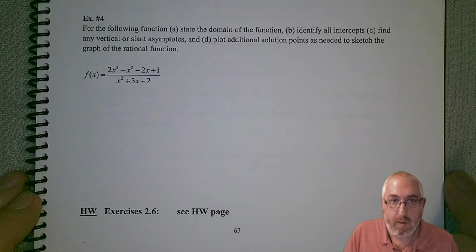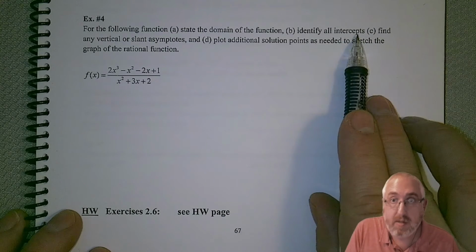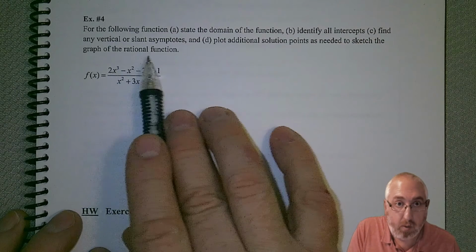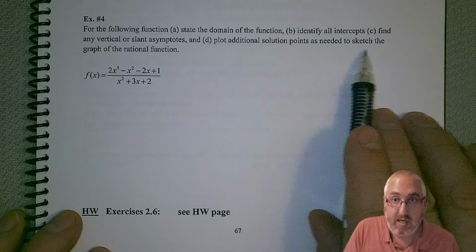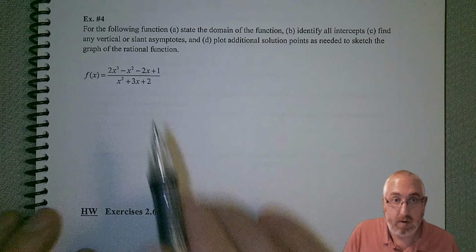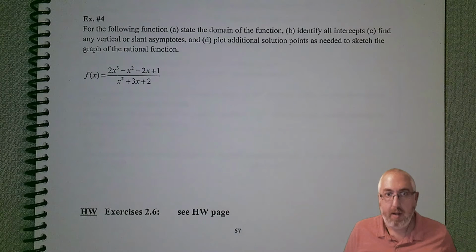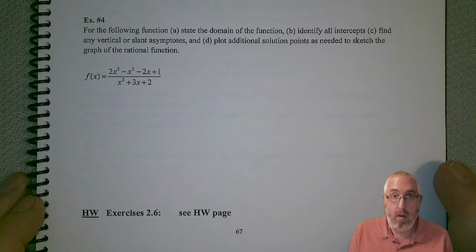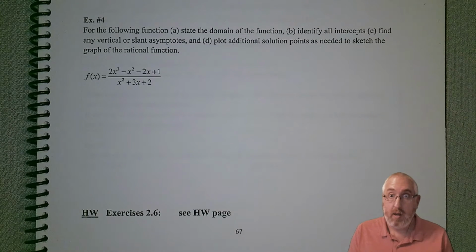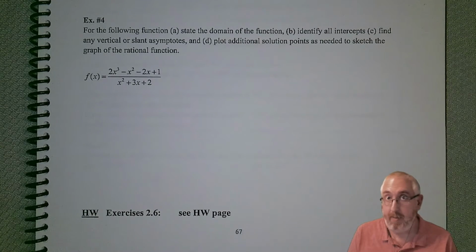For the following function, state the domain, identify all intercepts, find any vertical or slant asymptotes, and plot additional solution points as needed to sketch the graph of the rational function. All right, so this has a lot of layers to it. But before we get too deep into it, we want to be a little careful about any common factors between the top and the bottom.